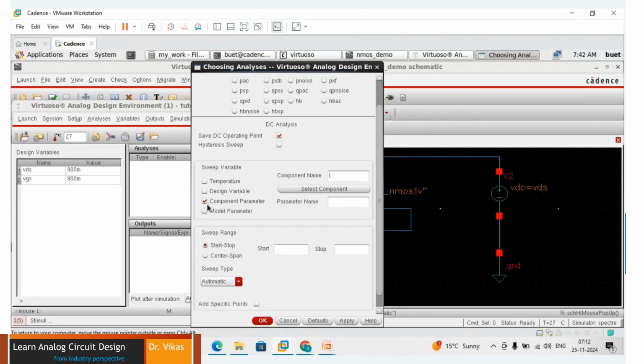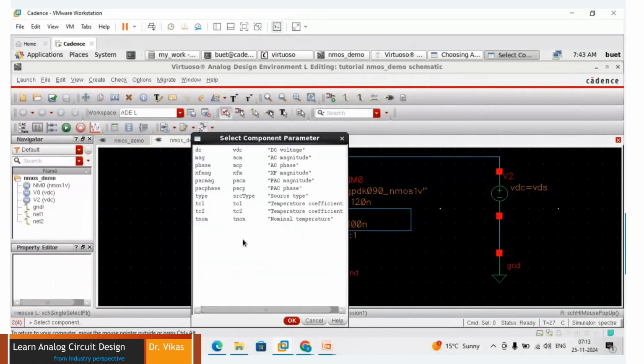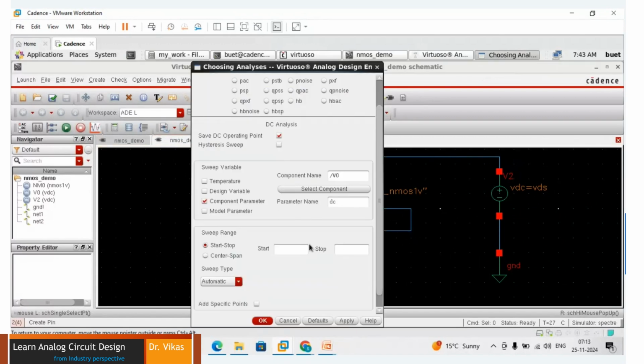The moment I click on the component parameter, select component will open. Click on this. So here I want to choose a particular voltage for which I'm going to plot the drain current. So this is the VGS voltage I'm going to choose. The moment I click on the VGS, this component parameter will open. You choose this particular VDC DC voltage and say OK. And then that particular analysis window will be here. You have to give the start voltage from 0 to, let's say, 1.5 volt. That means I'm going to plot ID versus VDS right from 0 to 1.5 volt. So that's what I say OK.